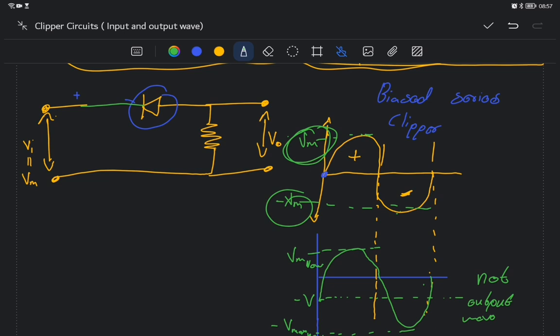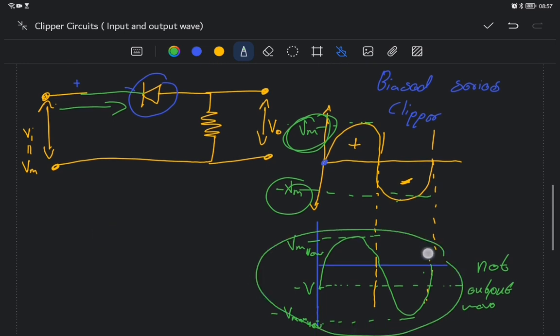So what we'll do is understand for the positive cycle, will this function be operating now? No, it won't, because this diode is in the reverse biased, right? So if it's in the reverse bias, meaning that the whole positive cycle will be clipped off, right?